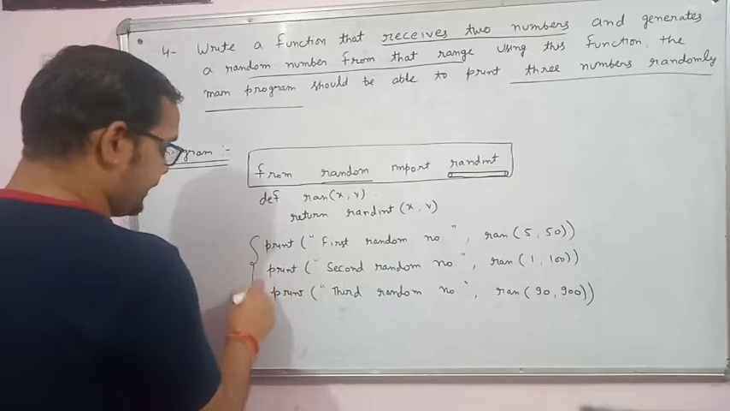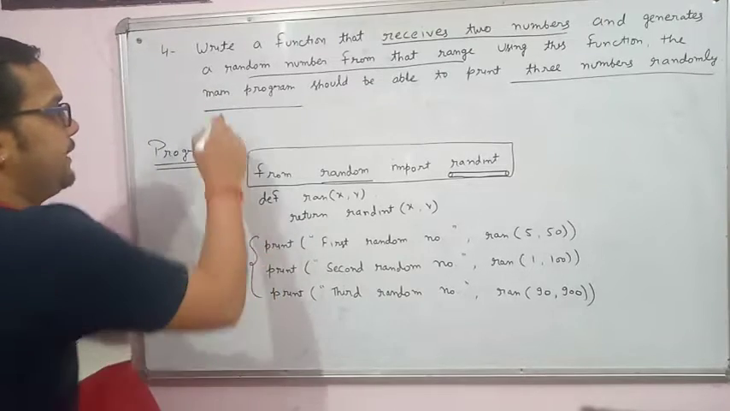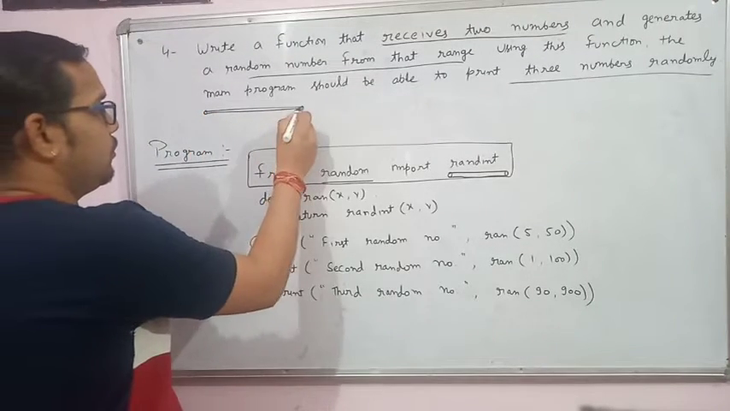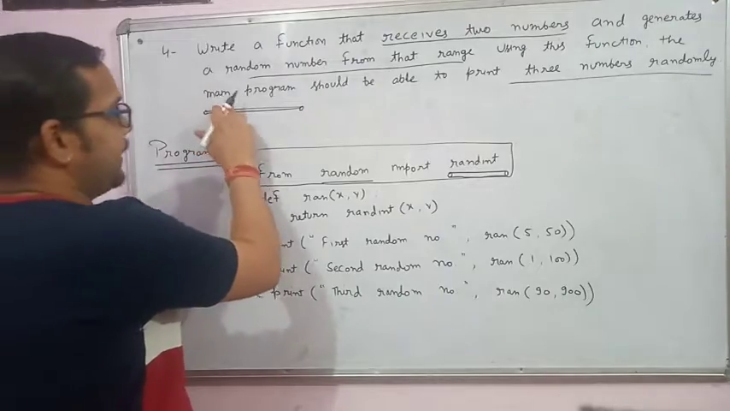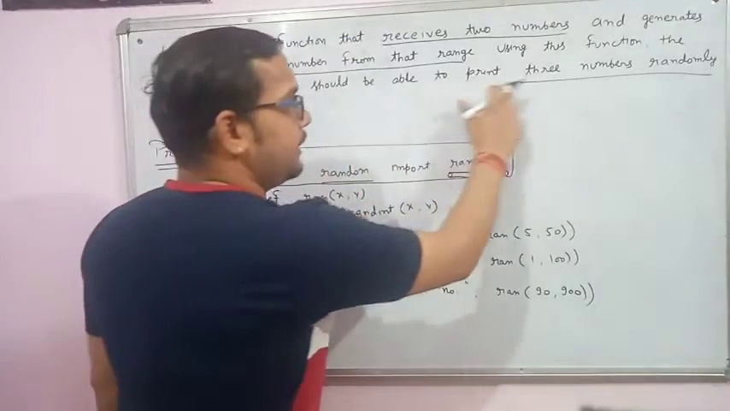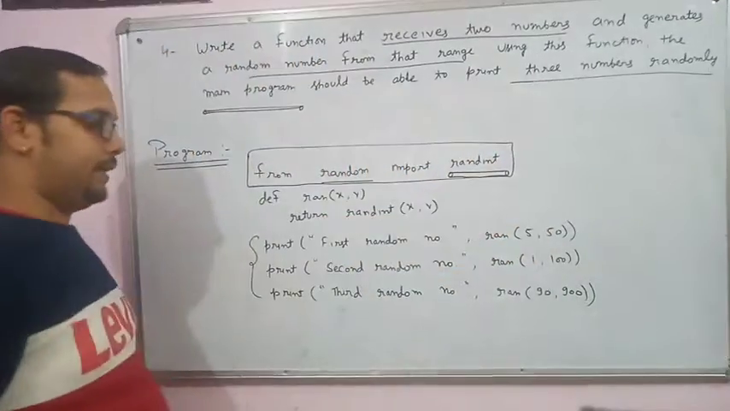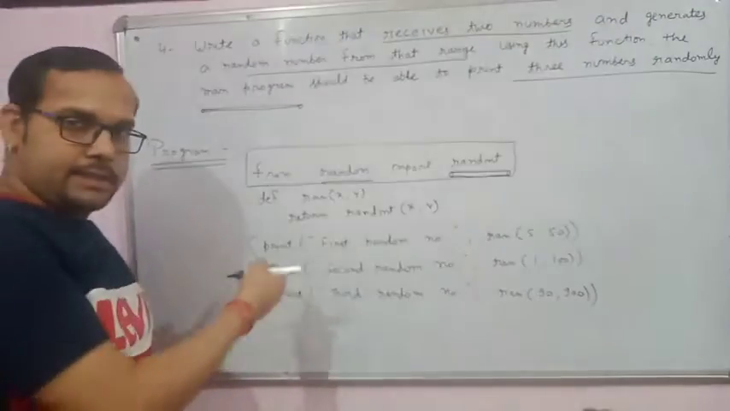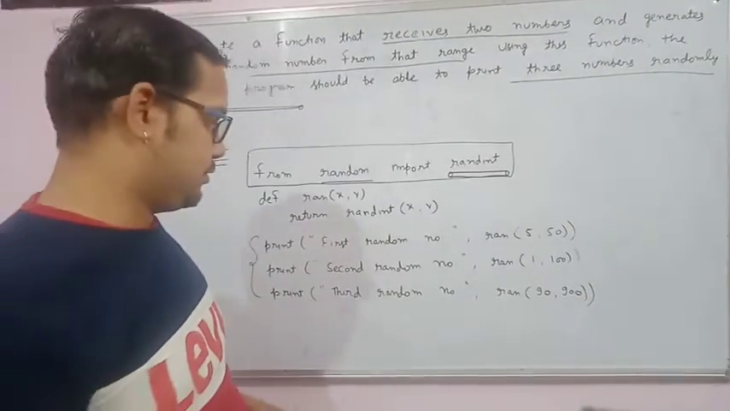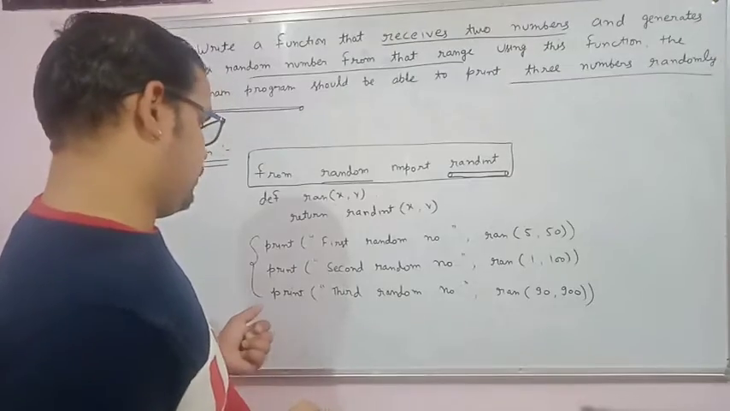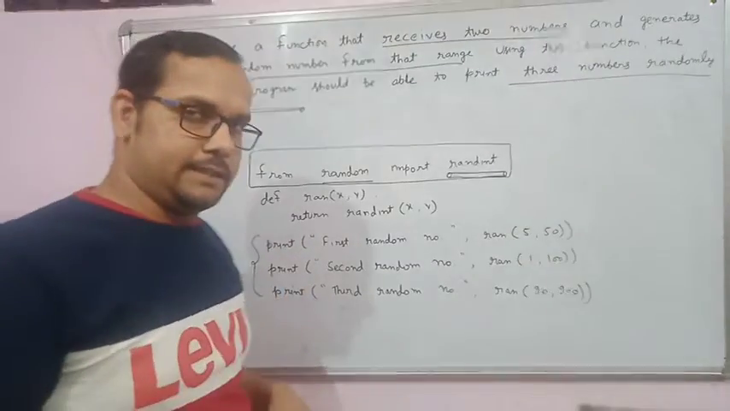These three print statements come under the main program, because the question is saying that the main program should be able to print three numbers randomly. These three lines we can combine together, but here we are using different lines in this program.